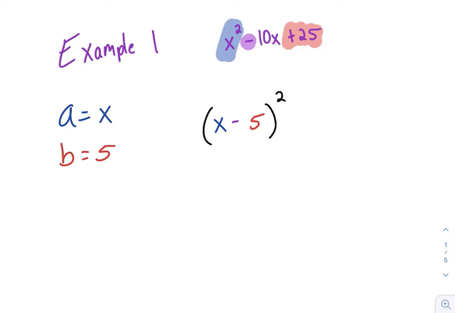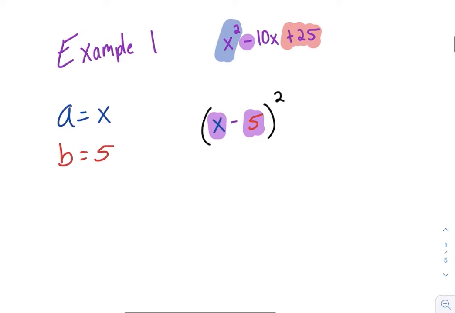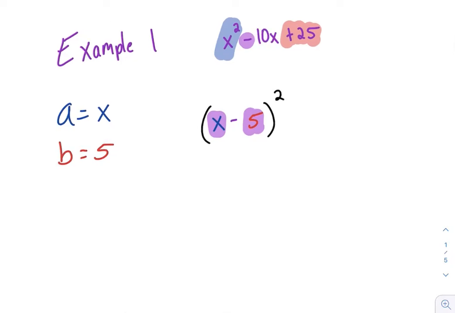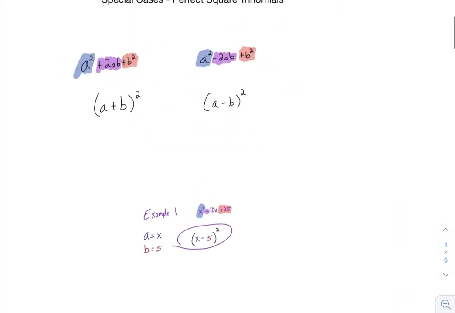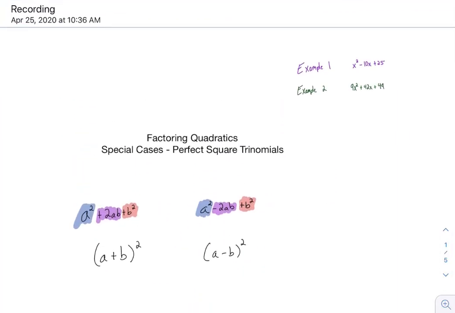Once I have this done, I double check to make sure it is a perfect square trinomial. So I'll take x times 5 times 2 and see if that's 10x. x times 5 is 5x, times 2 is 10x. So yes, this is a perfect square trinomial, and I'm done factoring it: x minus 5 squared. All right, so let's take a look at another example.